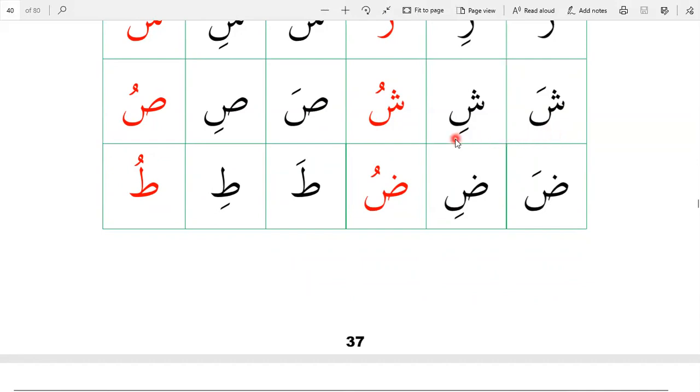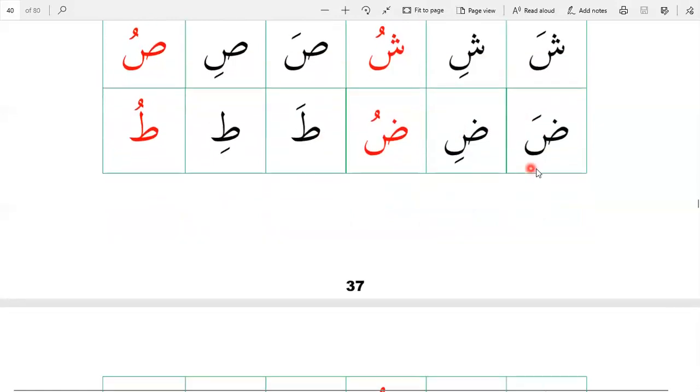Sha, she, shu. Sha, she, shu. Sa, si, su. Sa, si, su. All these big loops are heavy letters.